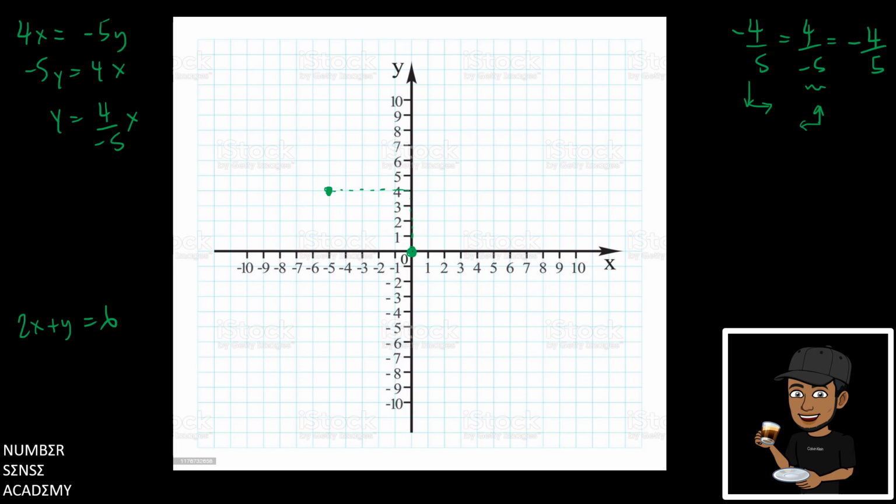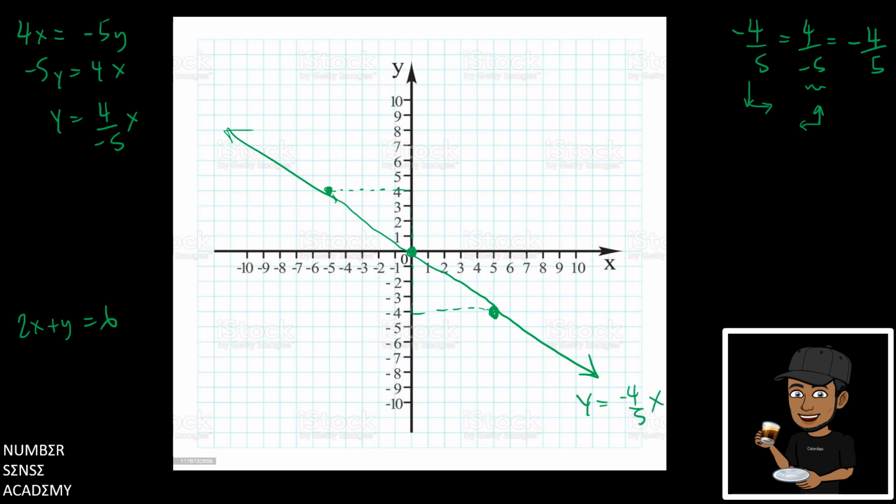So that means I could come up with another point. I'm going to go down 4 and then to the right 5, and I have my point. Make it nice and long. Y is equal to negative 4 over 5 x.